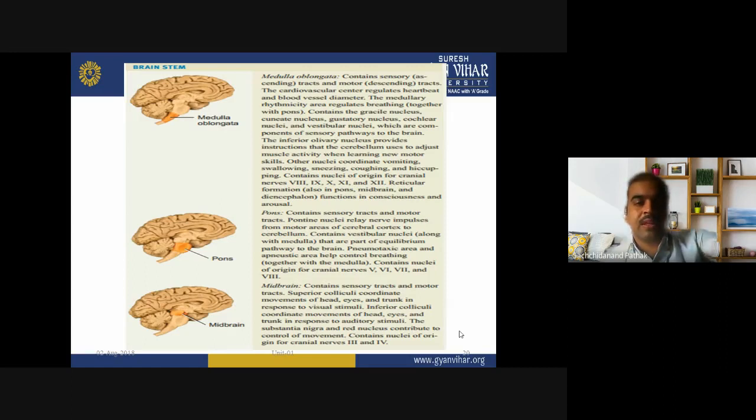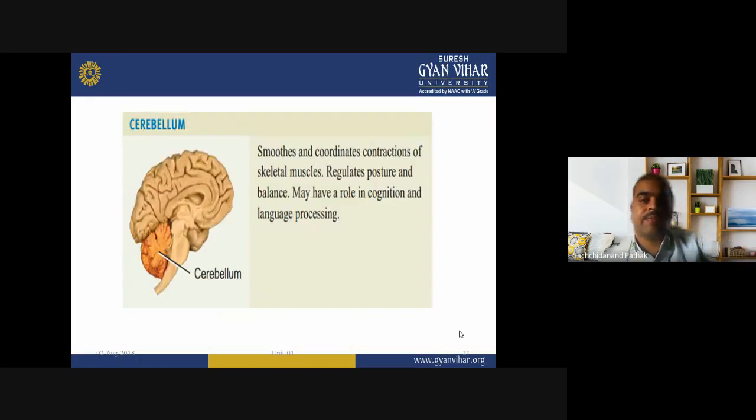Pons की बात करें, pons contains the sensory tract and the motor tract. Pontine nuclei relay the nerve impulses from motor areas of cerebral cortex to the cerebellum. Midbrain is there, that will contain the sensory tract and motor tract. Cerebellum की बात करें, it smooths and coordinates contraction of the skeletal muscles, regulates posture and balance, and may have a role in cognition and language processing.